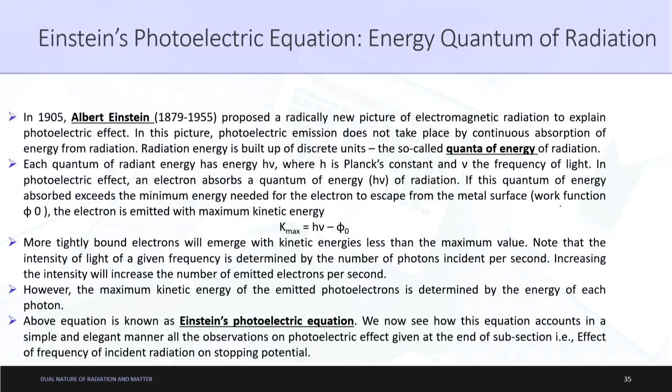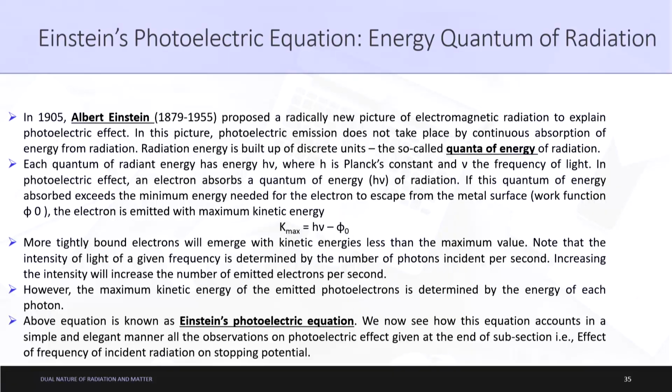So, in 1905, please remember, it was at the start of the 20th century. All the things about electron emission etc. were happening just before the end of the 19th century, and this thing started at the start of the 20th century. In 1905, Albert Einstein proposed a radically new picture of electromagnetic radiation to explain the photoelectric effect. In this picture, photoelectric emission does not take place by continuous absorption of energy from radiation. Radiation energy is built up of discrete units, so-called quanta of energy of radiation.